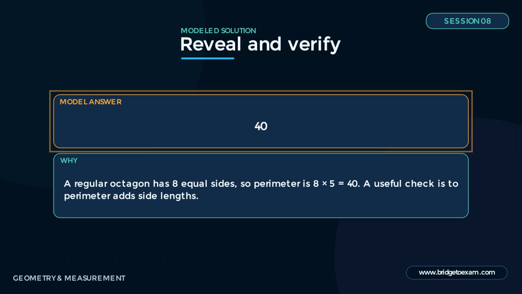The model answer is 40. A regular octagon has 8 equal sides, so perimeter is 8 times 5 equals 40. A useful check is to add the side lengths. Use this coaching check as well. Point to each side while reading your addition expression aloud. This catches both skipped and double-counted edges.